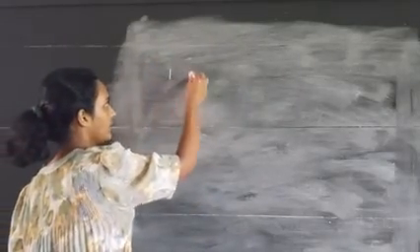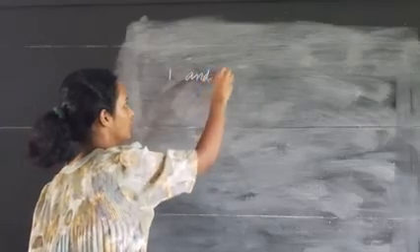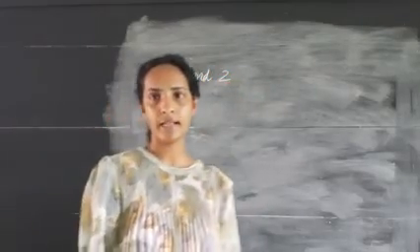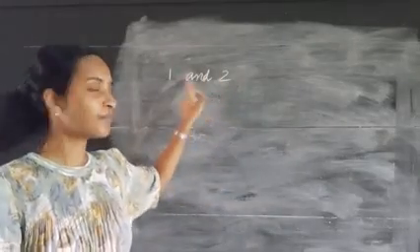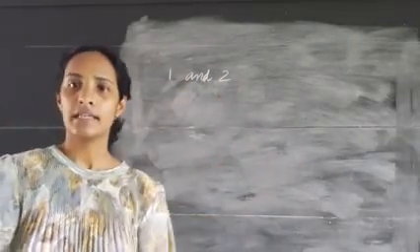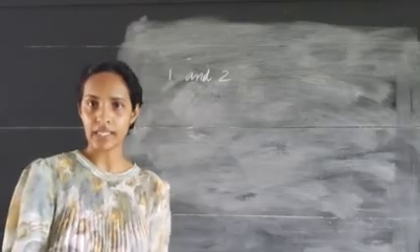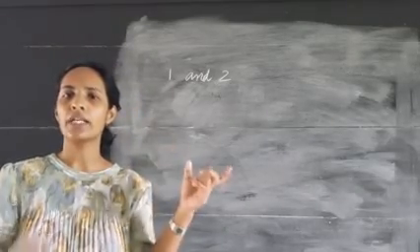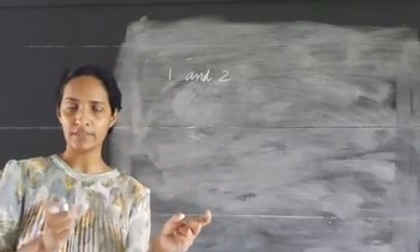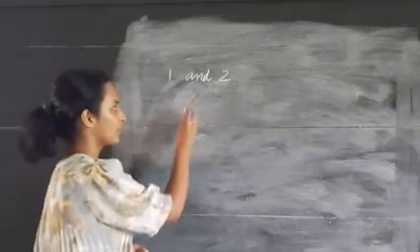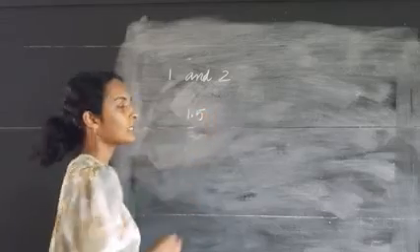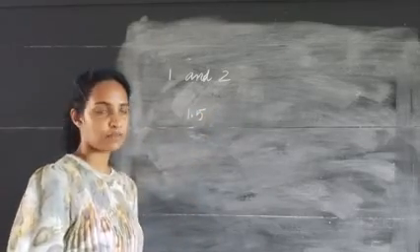Now, 1 and 2. Are these numbers rational numbers? 1 and 2. Are these numbers rational numbers? Yes, they are rational numbers, right? Now look here, between 1 and 2, how many rational numbers can you find? Now, 1.5, is it a rational number? Yes, it is a rational number, right?